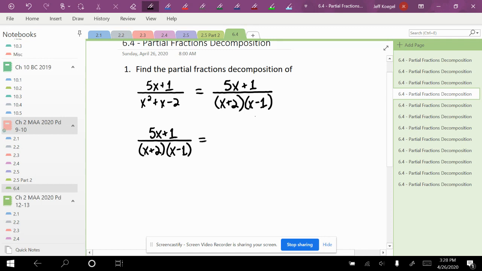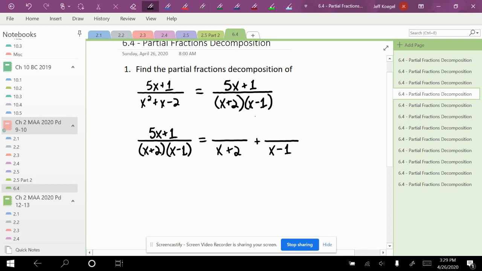Now we have to look at this and say, this is what we would have gotten had we taken simpler fractions, rewritten them with a least common denominator, and added them together. Now we're going to reverse that process. So we're going to rewrite this single quotient as a sum of partial fractions. So I know that before these quotients were added together, one of them had to have a denominator of x plus 2, and the other had to have a denominator of x minus 1. So how do you know that?